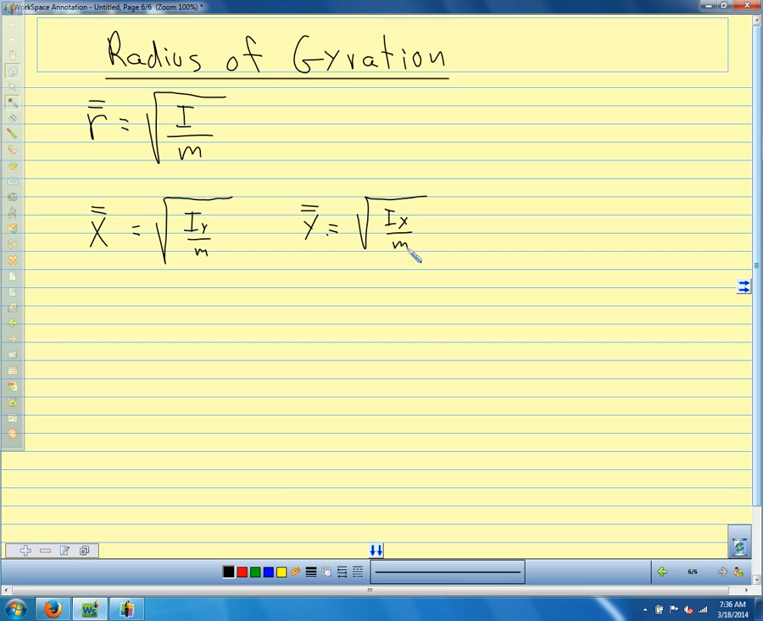And what the radius of gyration tells us is that if the entire mass were concentrated at a distance r bar from the axis of revolution, it would have the same moment of inertia as the entire system rotating about the same axis.